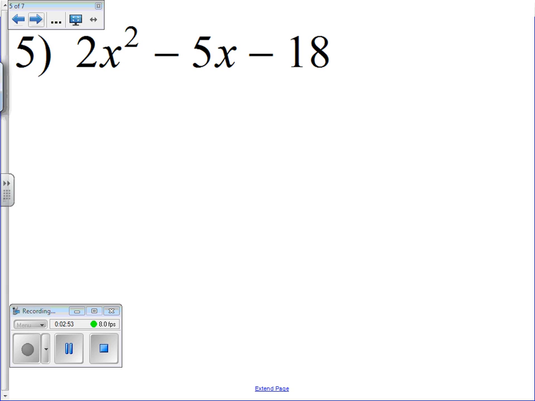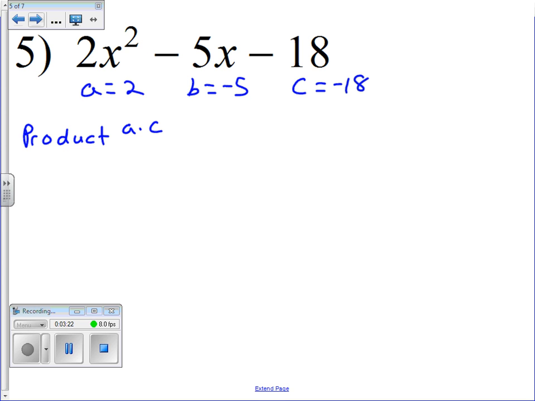Question 5, 2x squared minus 5x minus 18. There's nothing that can be factored out of all three terms evenly, so I am going to do the product sum grouping method. A equals 2, B equals negative 5, C is equal to negative 18, and the product that I want is going to be A times C, which is 2 times negative 18, and that becomes negative 36.